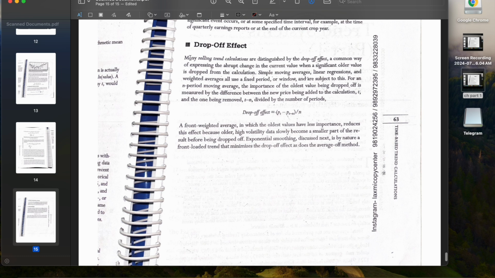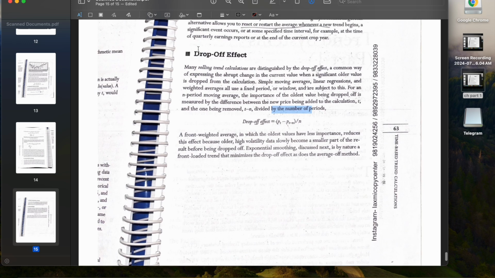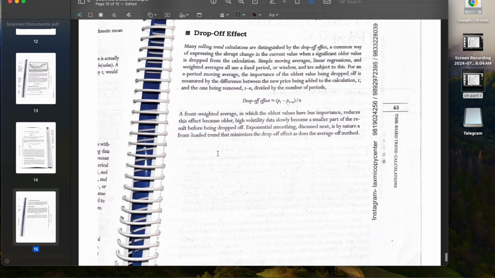And then we have the drop-off effect. You know what the drop-off effect is. We've just discussed how the drop-off effect affects us, right? The earlier data is always dropped off when you're calculating it.